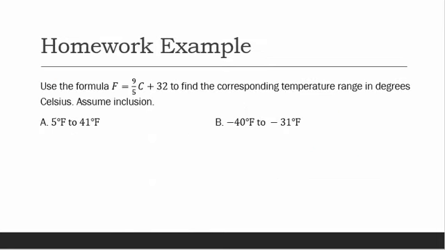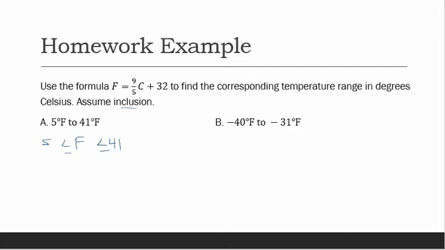One of your homework examples looks like this. Use the formula F equals 9/5 C plus 32 to find the corresponding temperature range in degrees Celsius. Assume inclusion. So in part A, we are given the temperatures from 5 to 41 degrees. So we'll say that F is between 5 and 41 degrees, and it says assume inclusion, so we're going to include the 5 and the 41.